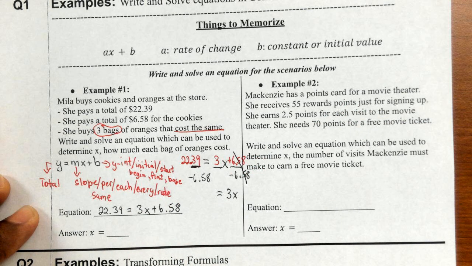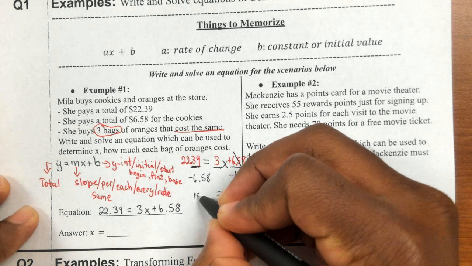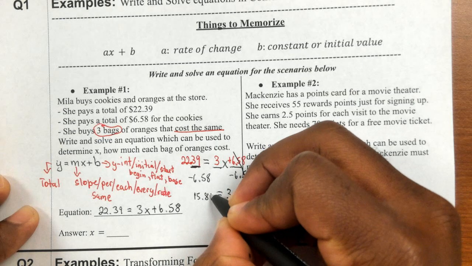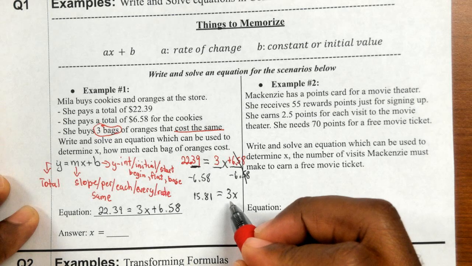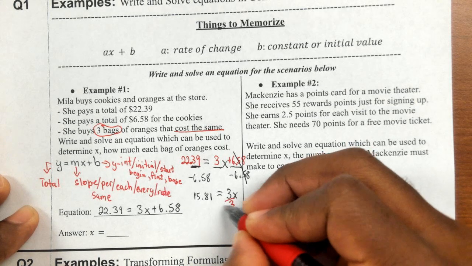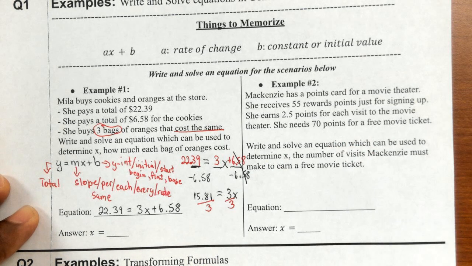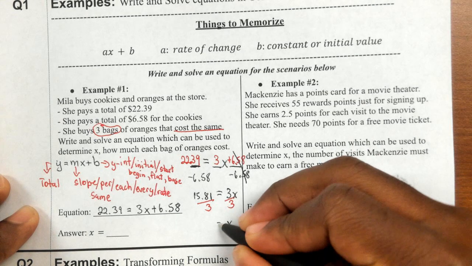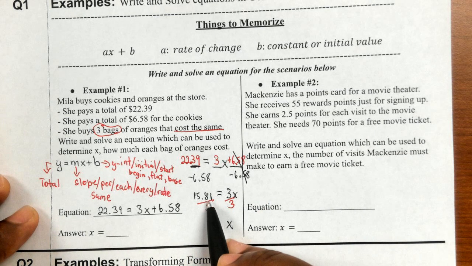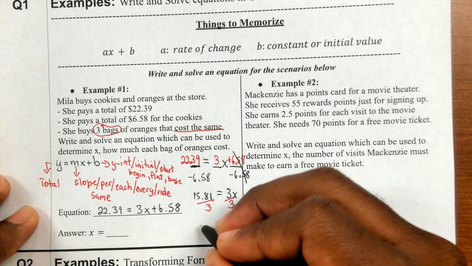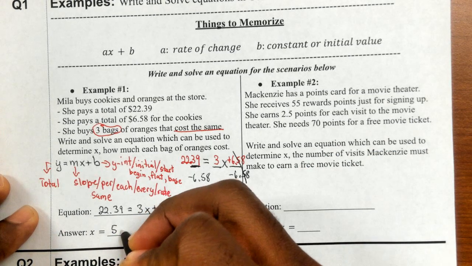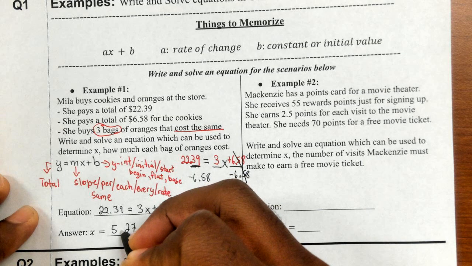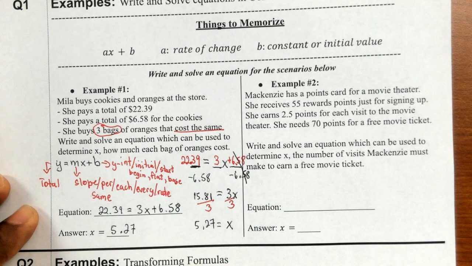22.39 minus 6.58, which is 15.81. Now I try to break up this attachment, get rid of the multiplication by dividing by 3. So my x is equal to 15.81 divided by 3, which is 5.27. So it costs $5.27 for each bag of oranges.